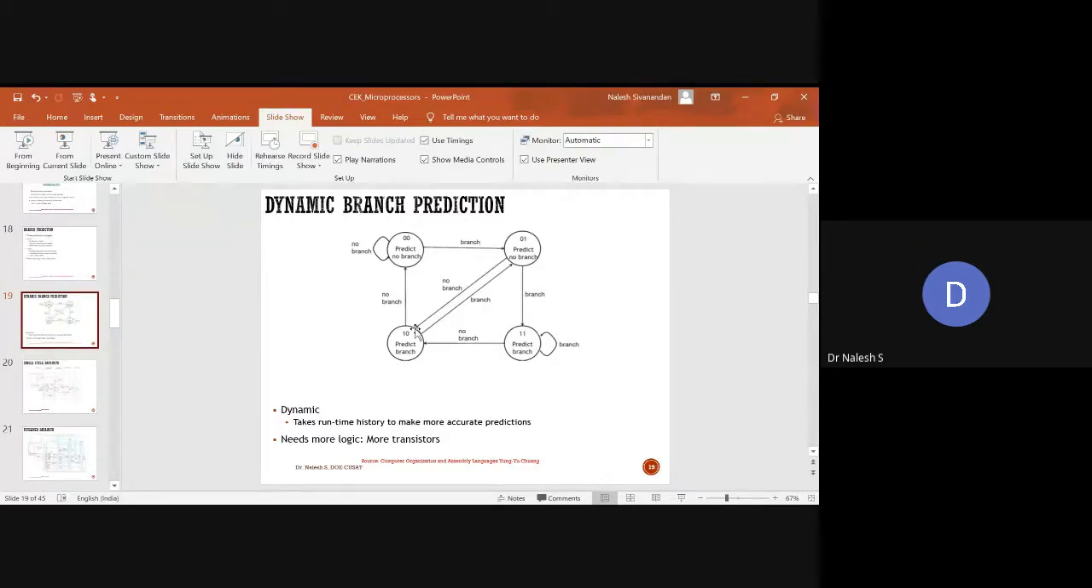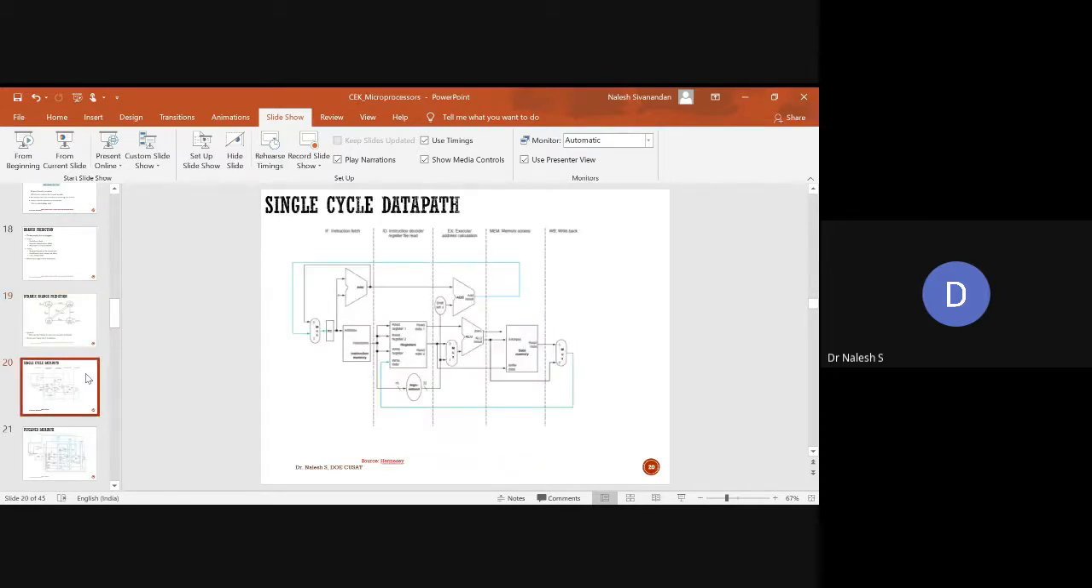We started with a non-pipelined architecture. We introduced pipelining. When we introduced pipelining, these hazards came into the picture. Then we implemented logic to overcome these hazards. When we got more and more transistors, we introduced more and more logic. That is what has been happening over the years.